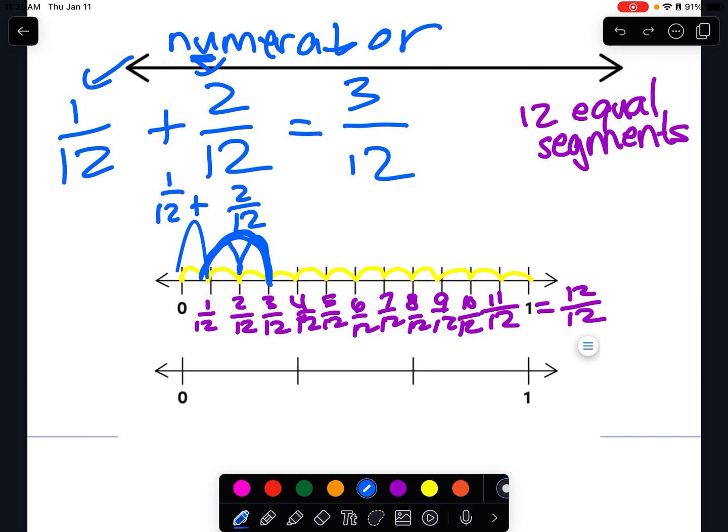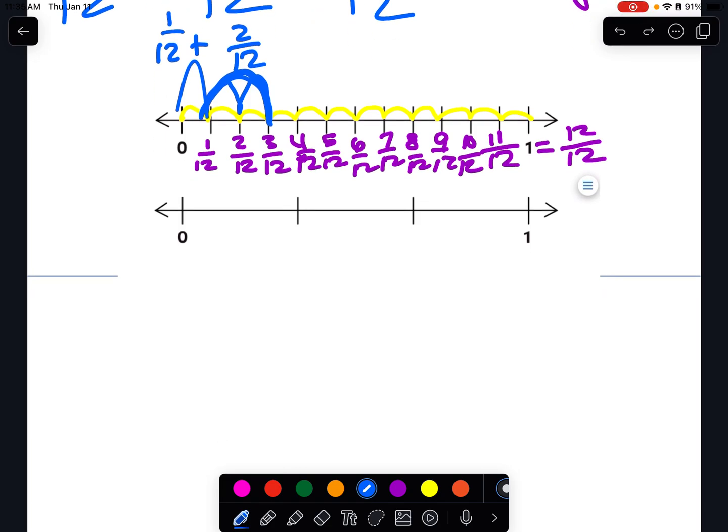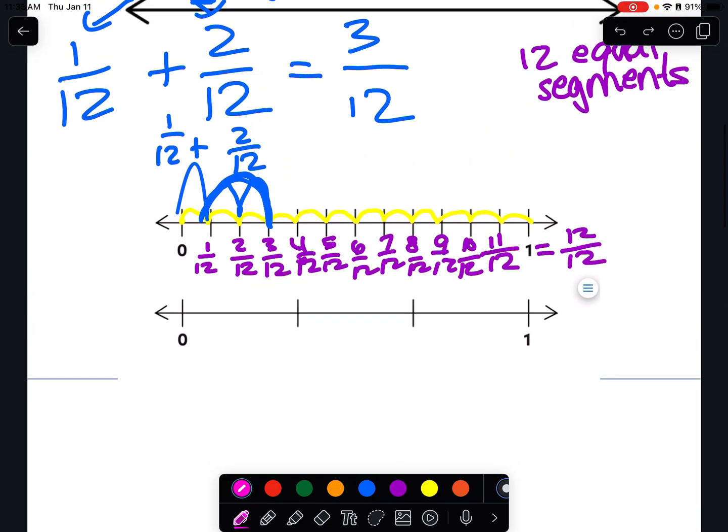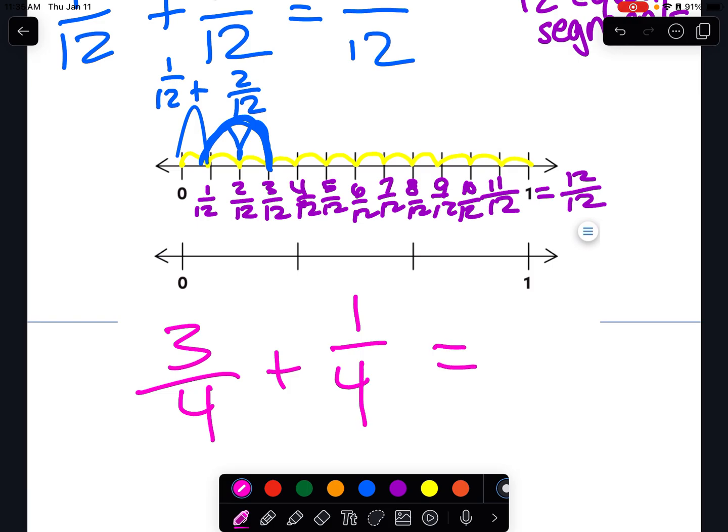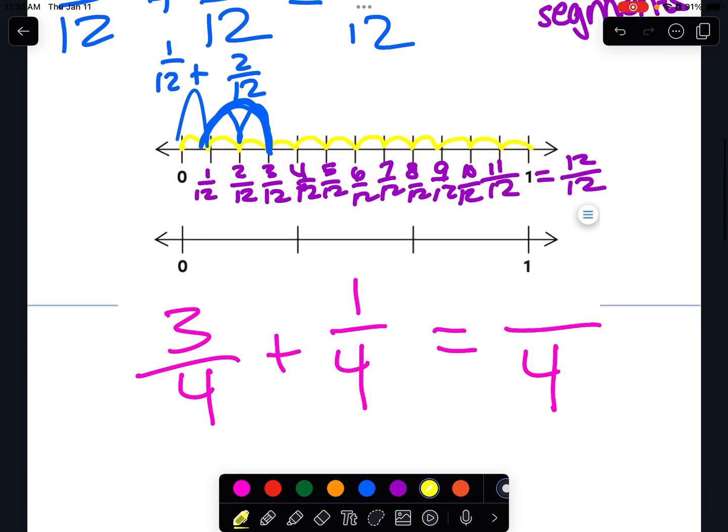Well, guess what? You now know the rule for adding fractions with like denominators. So basically, if you have any fraction, let's do 3/4 plus 1/4. You keep the denominator the same, but you add the numerators. In this case, it's 3 plus 1, which is the same as 4/4, which is also the same as 1.